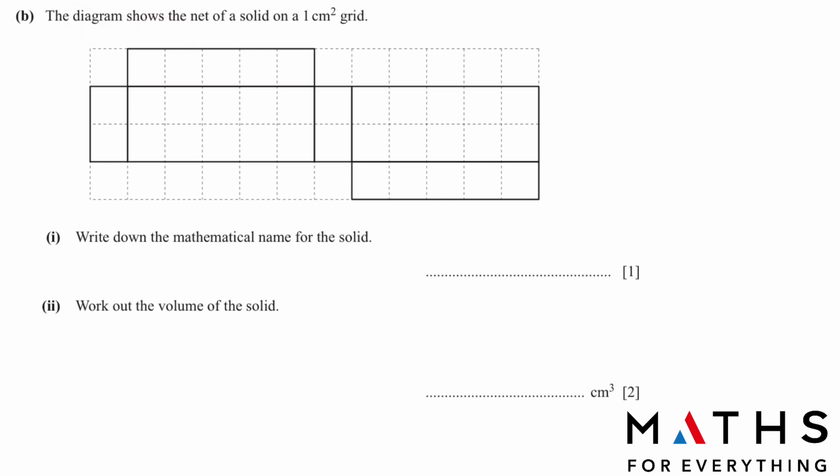Part B, the diagram shows the net of a solid on a 1 square centimeter grid. Write down the mathematical name for the solid. We have the length, we have the width, and we got the height. And they are all different. And they are all rectangular shapes. So this is a cuboid.